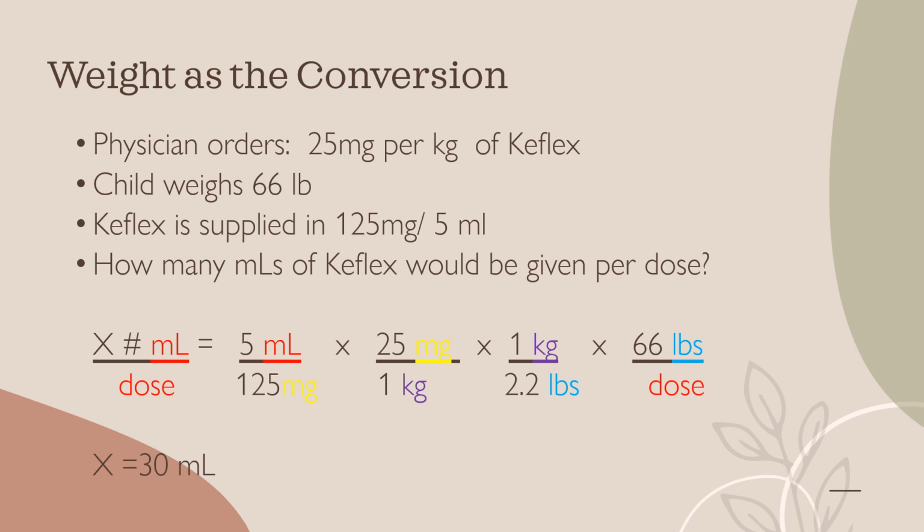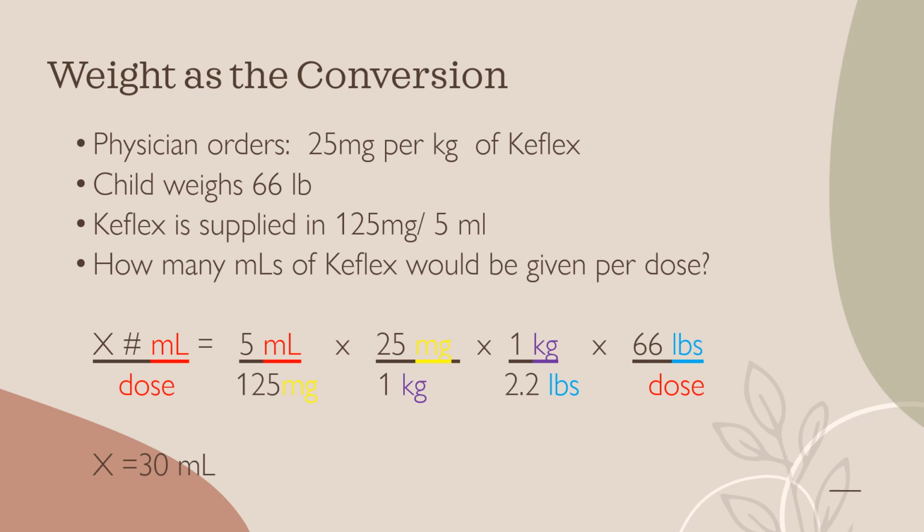If we already had the weight in kilograms, again, we could put it in there now and end the equation, but we know pounds instead, so we have to add that conversion in. So we know that 1 kilogram is 2.2 pounds, and we know the child weighs 66 pounds. Again, we're going to write a dose underneath that just to end the equation, but again, you can leave it blank. You can write in dose. It doesn't change the equation at all.